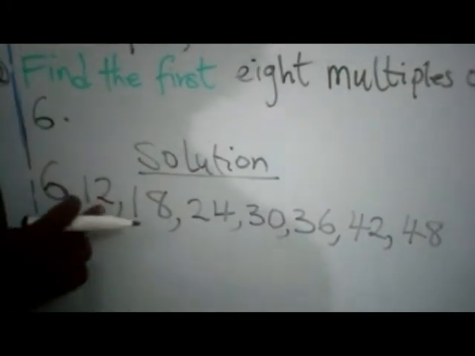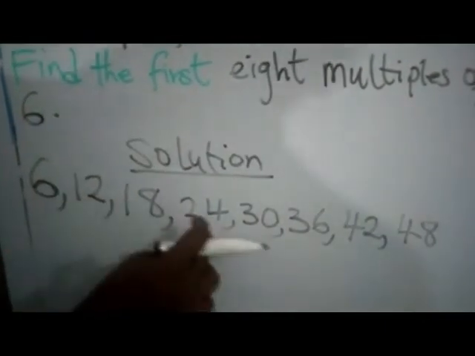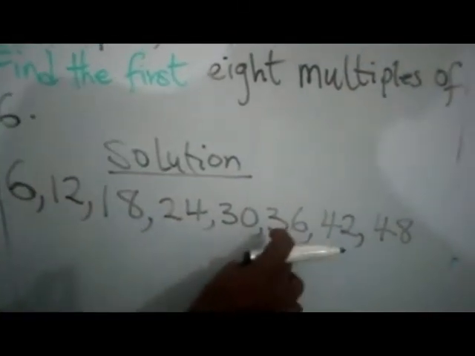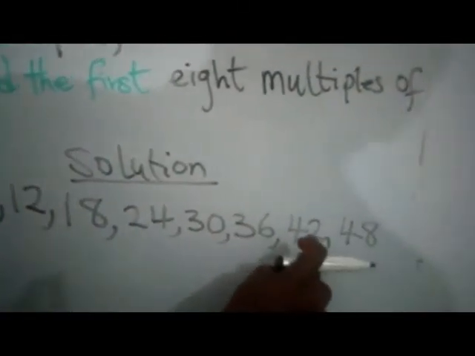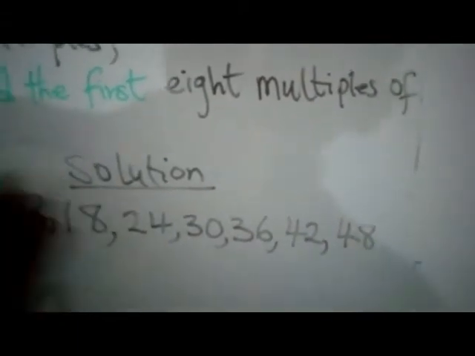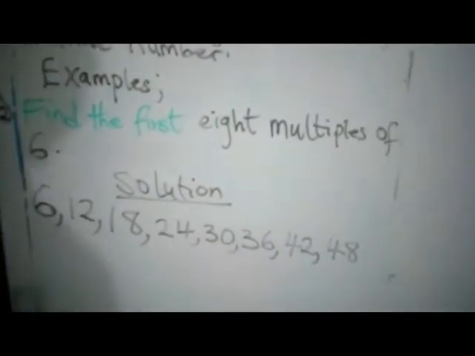6 times 2 will give us 12. 6 times 3 will give us 18. 6 times 4 will give us 24. 6 times 5, 30. 6 times 6, 36. 6 times 7, 42. And 6 times 8, 48. Here now we have the first 8 multiples of 6.